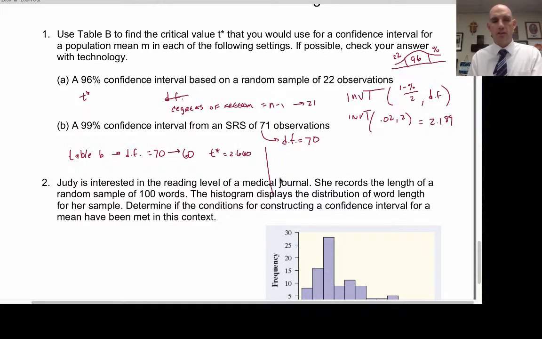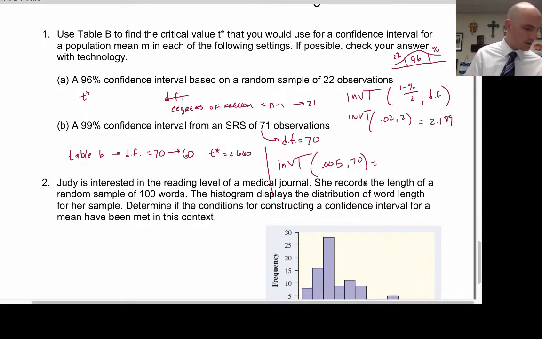Let's think about if we did inverse t here. If I did inverse t, I've got a 99% confidence interval, so I have 0.005 here, right? Because I've got 1% left. And then I'm actually going to put in my degrees of freedom here. Well, when I do that, I end up with 2.648. Look at the difference there.